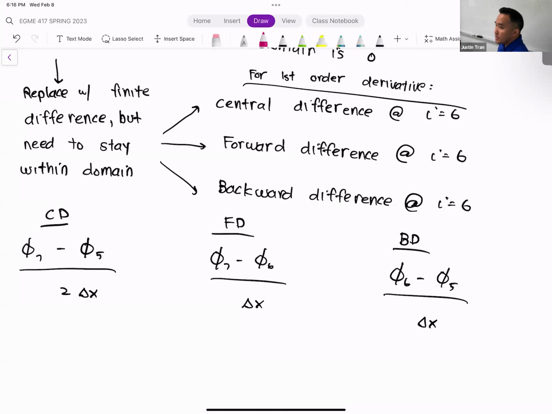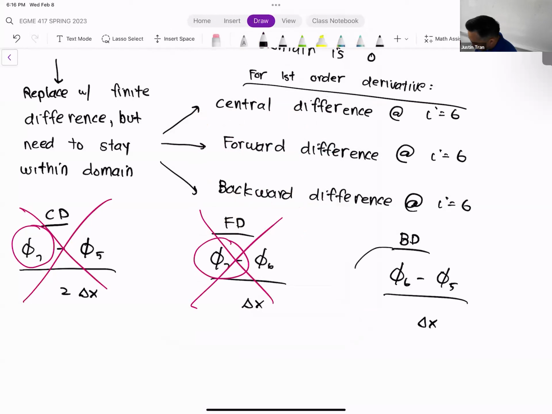Hopefully from this, it's pretty clear which one we should choose. Basically, anything with phi 7 we can't choose because phi 7, remember, does not exist. Here we have phi 7, so we can't use central difference, or forward difference, sorry. The only option that we have here is the backward difference, which takes into account phi 6 and its left neighbor phi 5.